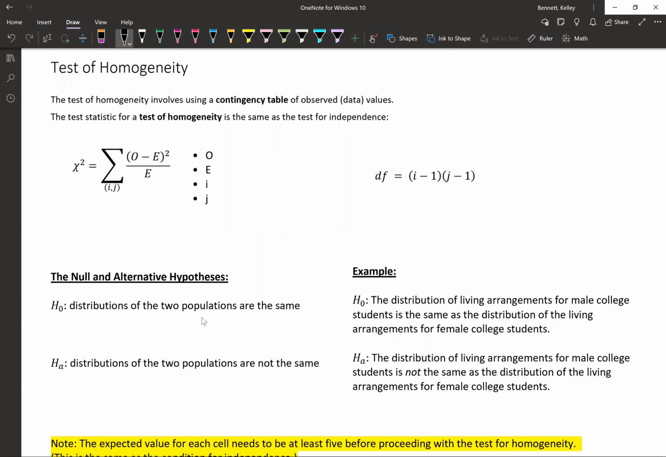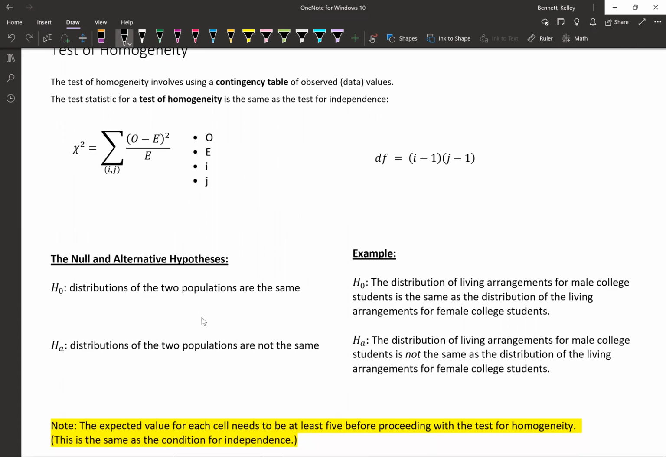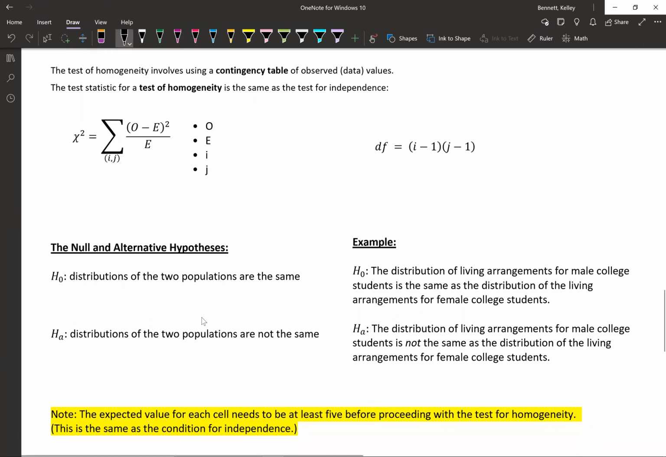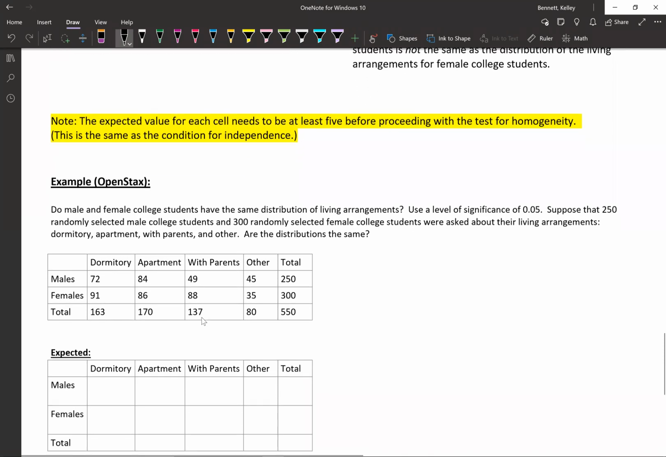What's a little bit different now is that our null and alternative hypotheses have changed. So H naught is that the distributions of the two populations are the same. And our alternative hypothesis is that the distributions of the two populations are not the same. As before, we need to make sure our expected value for each cell should be at least 5. This is the same as also goodness of fit.